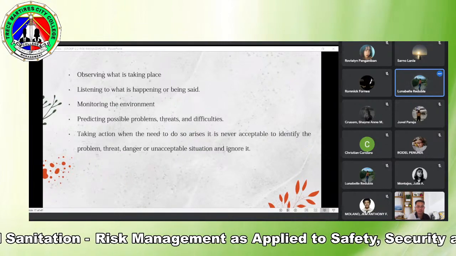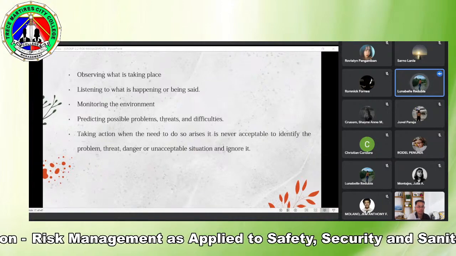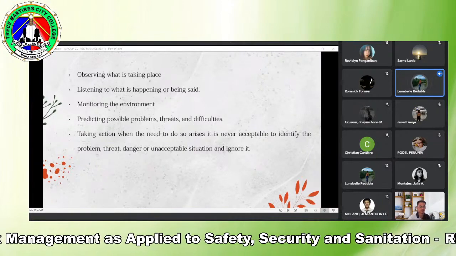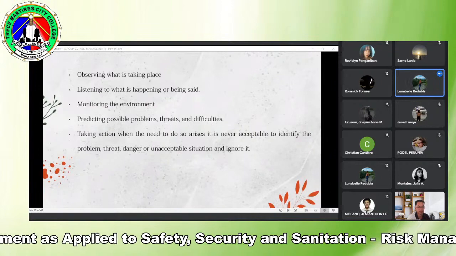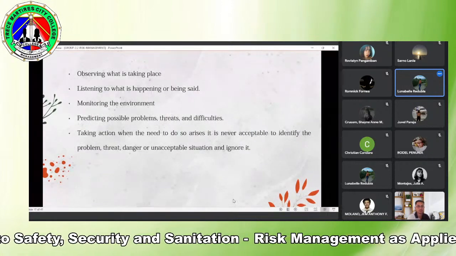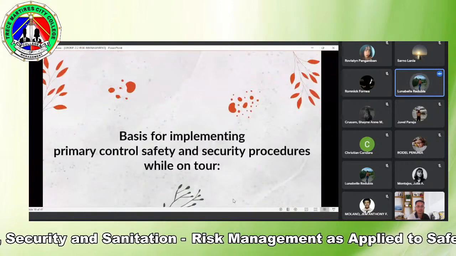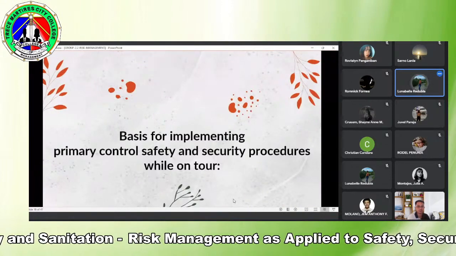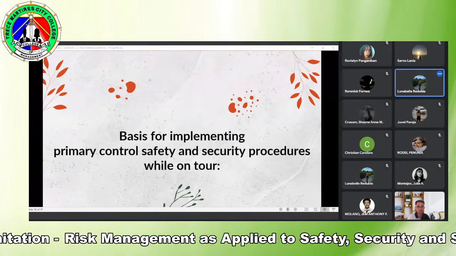So better na bago pa dumating yung problem is alam mo na kung ano yung pwedeng maging solusyon even though hindi pa talaga siya nangyayari. Basis for implementing primary control, safety, and security procedures while on tour.